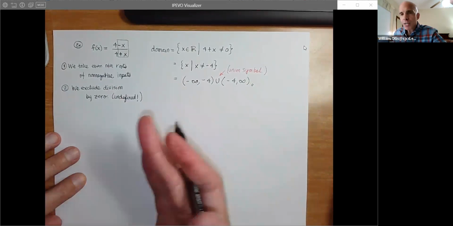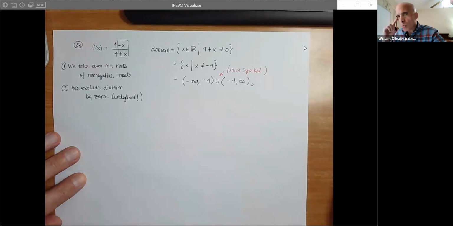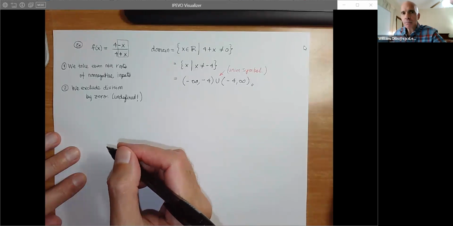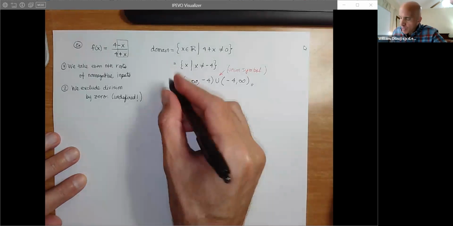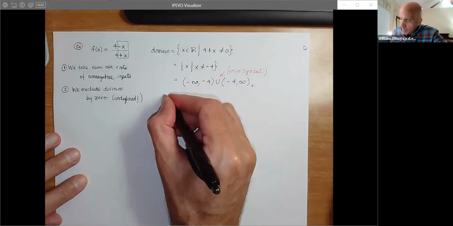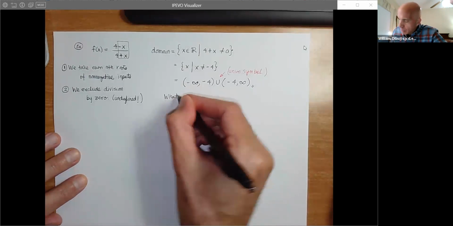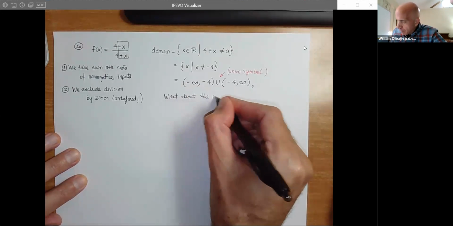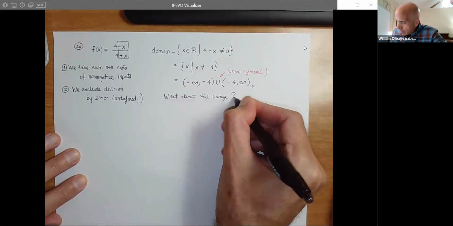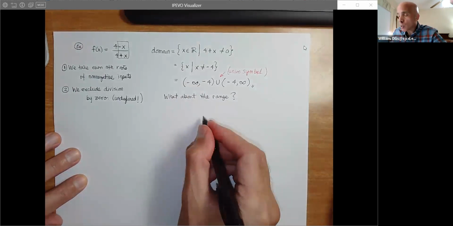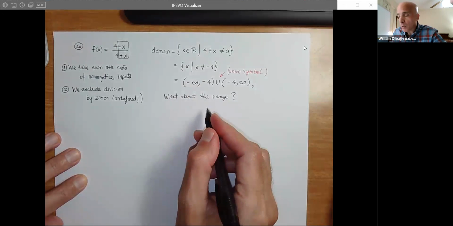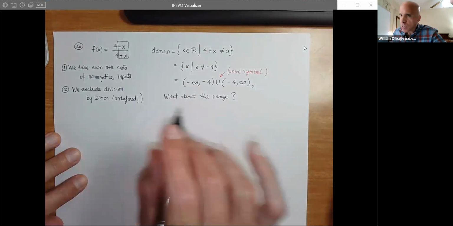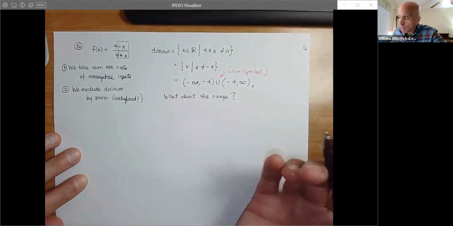But we would say in some situations where it's computable, we might say, well, can you figure out the range of this function? And how would you do it? So for instance, what about the range? You think, or at least your intuition is saying, any real number except -1. Well, let me just show you a way to do that. Now, this is not always possible, but here's a possibility.